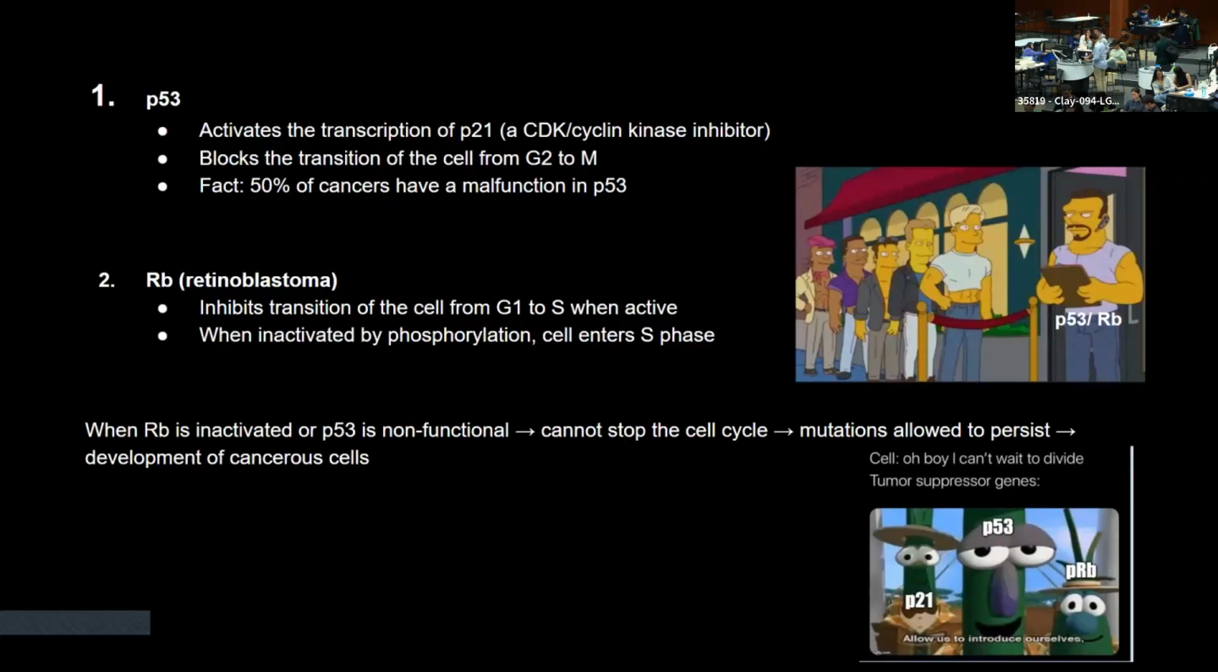Now, why is this all relevant? Well, when retinoblastoma, RB, or P53 is non-functional, going back to the example, you have a club with no security guard, you can't stop the cell cycle. So your mutations will be allowed to persist. Maybe you'll have a bunch of crazy people go inside the club, which leads to development of cancerous cells, which are these crazy people inside the club. Yes, so this is really, really high yield. I would go ahead and try to know all of this stuff on this slide well, because it's very likely you're going to get a question on this.